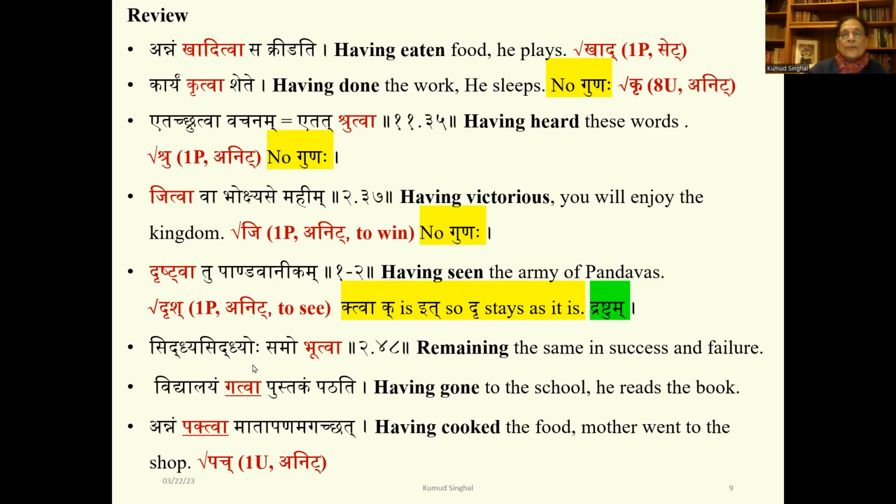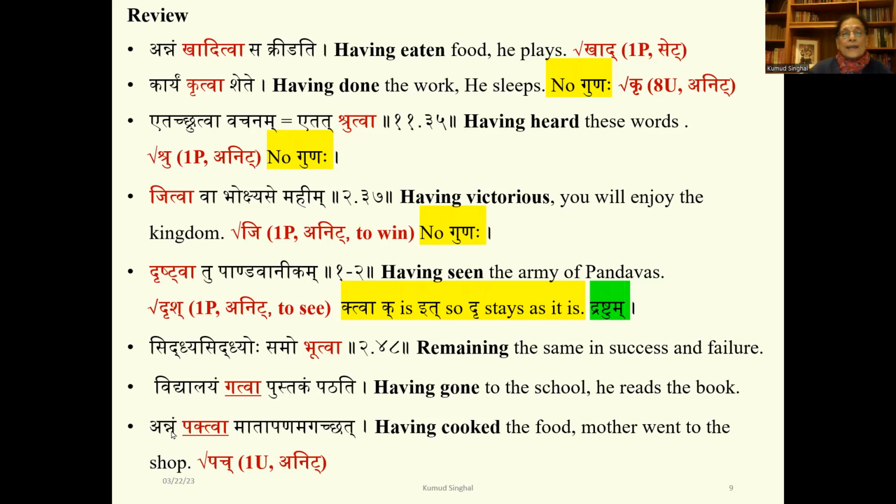Then another example from Bhagavad Gita. Siddha asiddhyoho samo bhutva. Bhutva is a katva pratyaya. Bhu plus tva, bhutva. Again, no guna. Then vidyalayam gatva. Pustakam pathati. Gatva. Here ma changes into a. So as I said before, there are many, many rules and exceptions when these krit pratyayas are used.